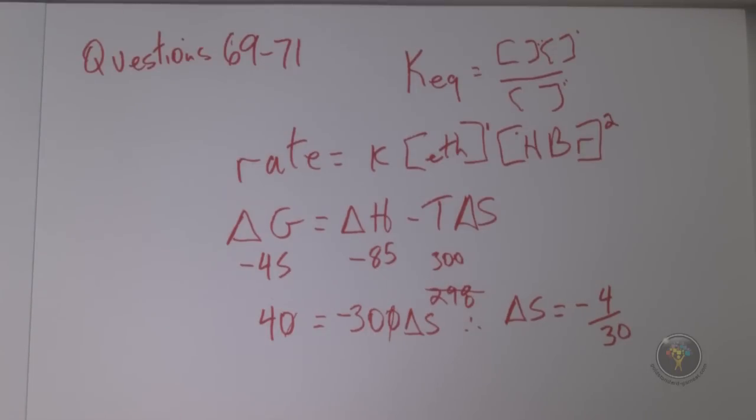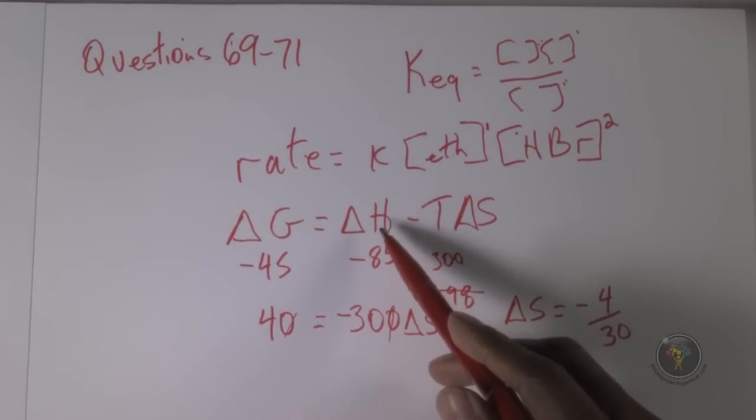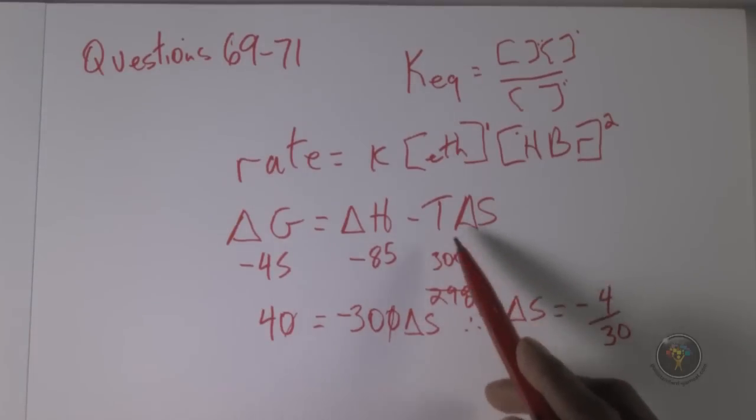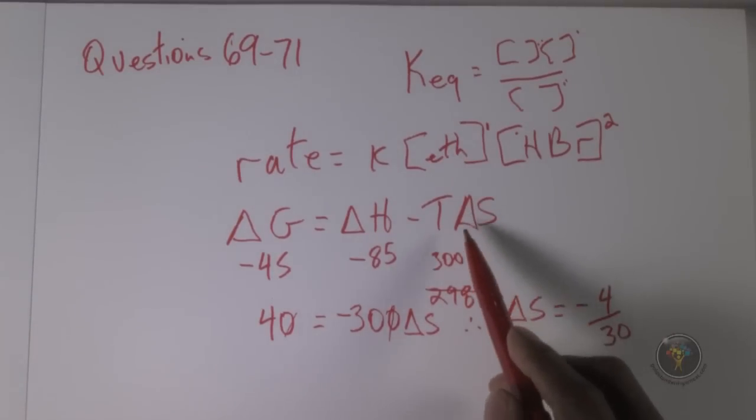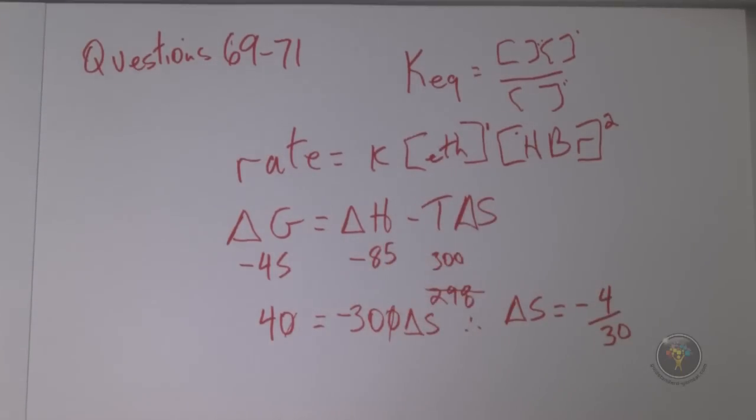C, the reaction does not occur spontaneously because the change in Gibbs free energy is negative. They're trying to catch people who just don't know what's happening. So a negative sign for Gibbs free energy means that it's a spontaneous reaction. And D, the reaction occurs spontaneously as the enthalpy change dominates the effect of the entropy change. Because here's the entropy change, very, very small, doesn't have that effect of altering this big negative delta H, and so the reaction is spontaneous.